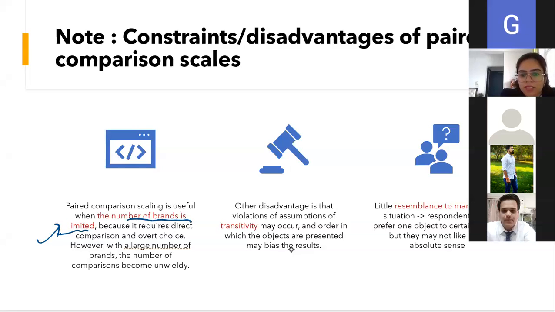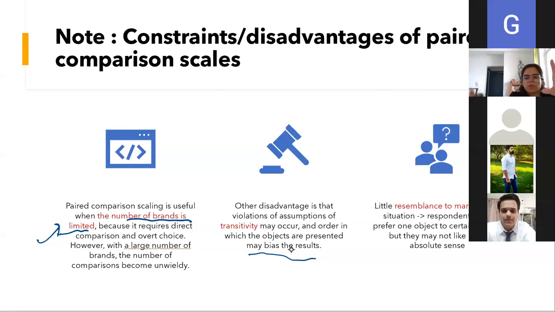The other disadvantage is violation of the assumption of transitivity. When we ask, between A and B, which one do you prefer? You say B. Now between B and C, which one do you prefer? You say C. Then A should be preferred over C, and you come to that transitivity. But this is not actually correct all the time. So there is this disadvantage. There can be some bias, and the bias can also arise in terms of order.